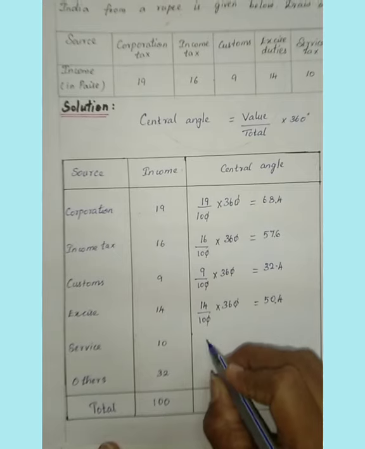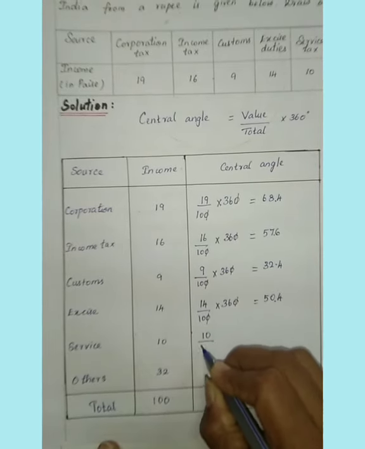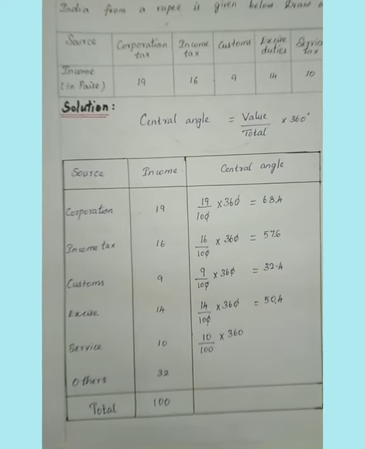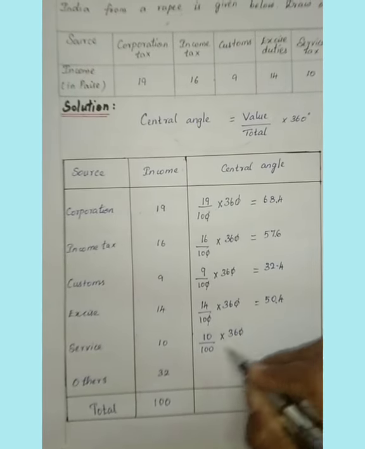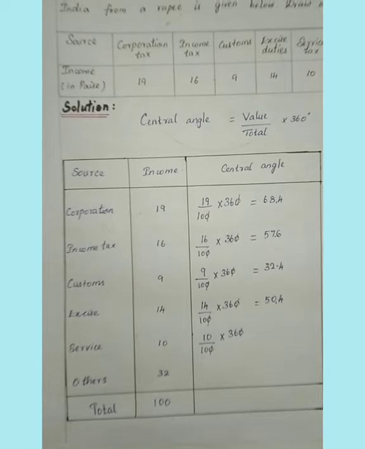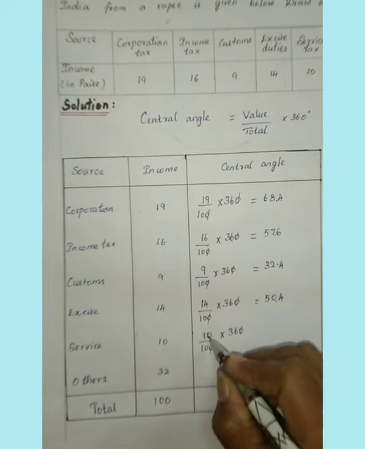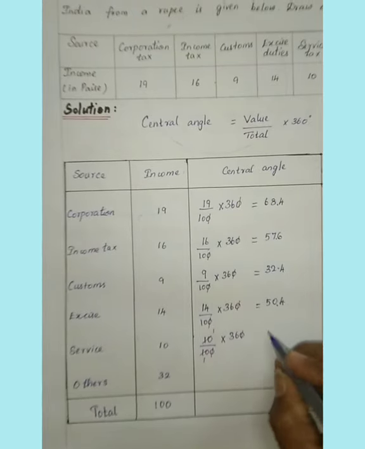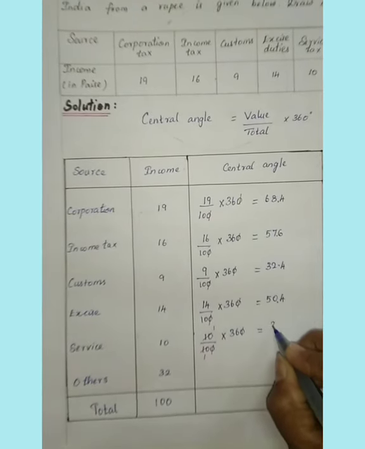Then service tax is 10 by 100 into 360. Cancel zeros. And 10 also we can cancel here. 10 ones are 10, 10 threes are 30, 10 sixes are 60. So the angle is 36 degree.